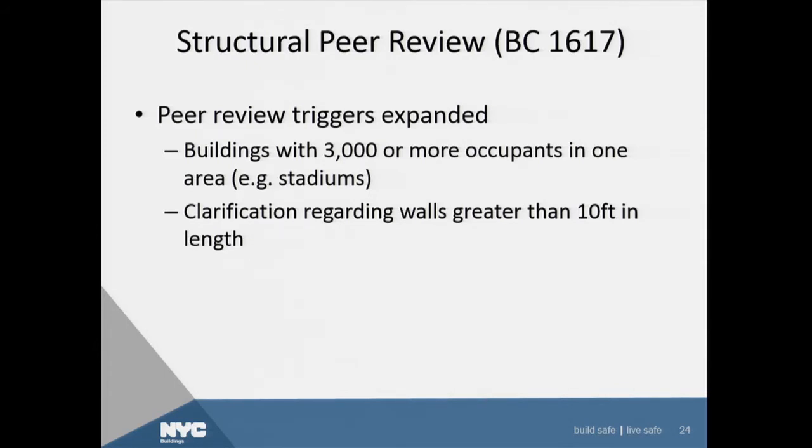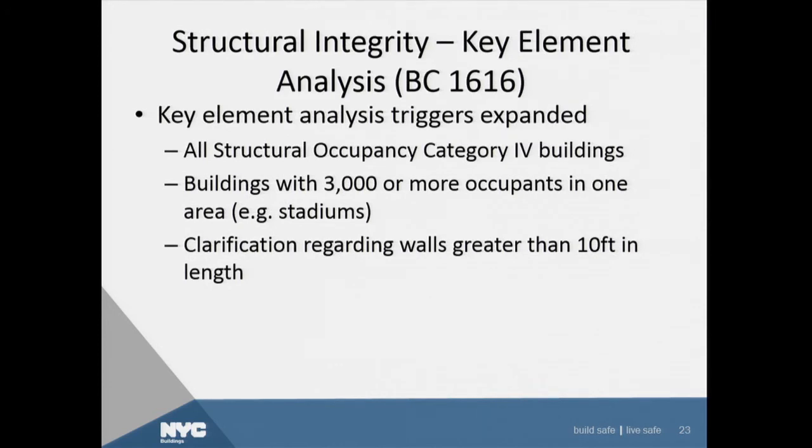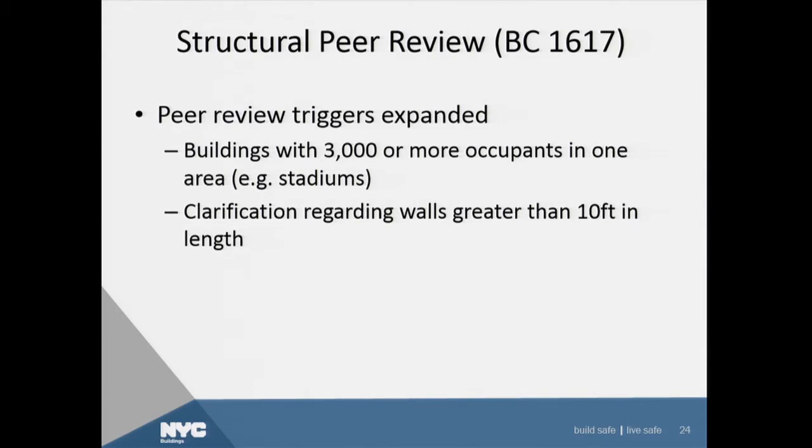Okay. At the same time, this is again a 2008 code enhancement that was expanded. The structural peer review requirements were expanded, similar to what was done in key element analysis, but not exactly the same. Buildings with 3,000 or more occupants were added to the peer review trigger, but you'll notice the Category 4 buildings were not added to the peer review trigger. And the same clarification with regards to walls greater than 10 feet in length not being considered key elements came into play.